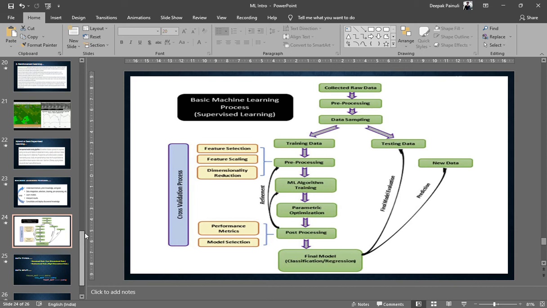This is the basic flow chart of supervised learning. See what we have discussed right now before this, in the machine learning process.